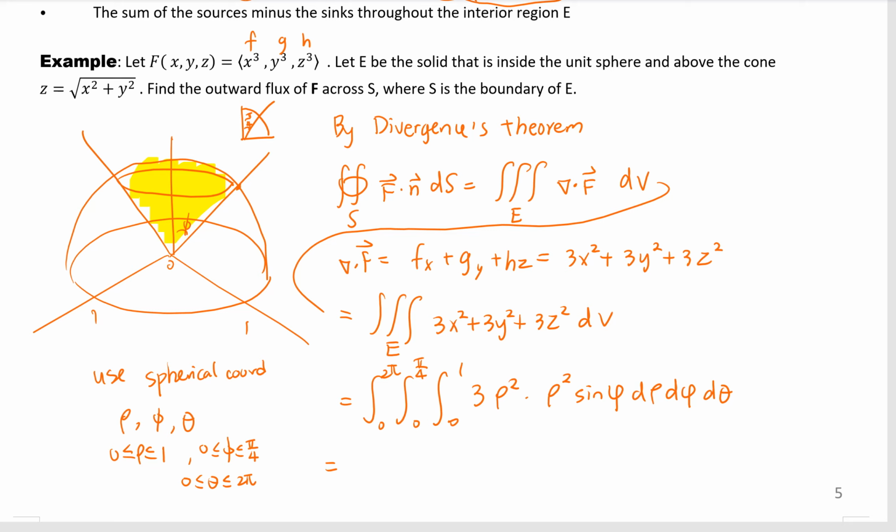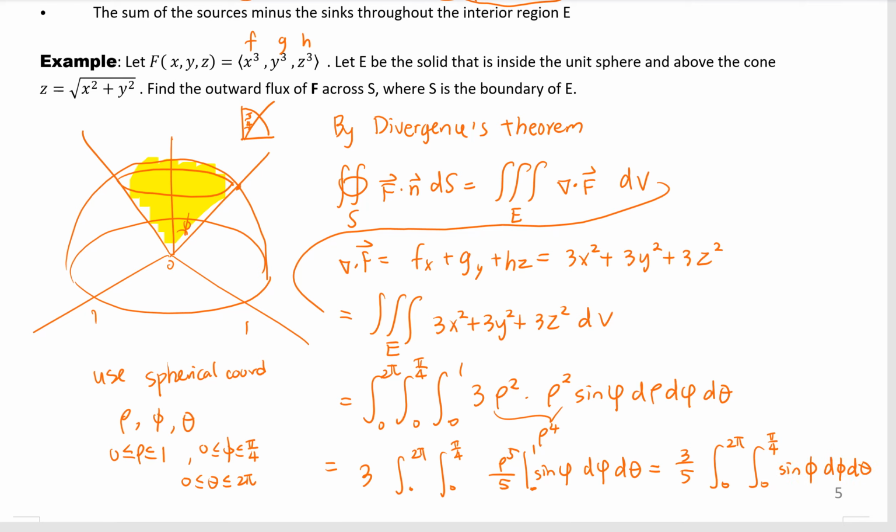Okay, let's integrate with respect to rho. This is rho to the 4th. The integral of rho to the 4th is rho to the 5th over 5, right? And we have sine phi, and rho from 0 to 1, d phi d theta. Evaluate from 0 to 1: we plug in 1, we get 1/5 minus 0, so we can move 1/5 outside. And then we have sine phi d theta.